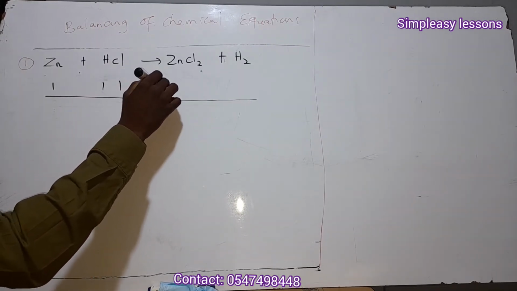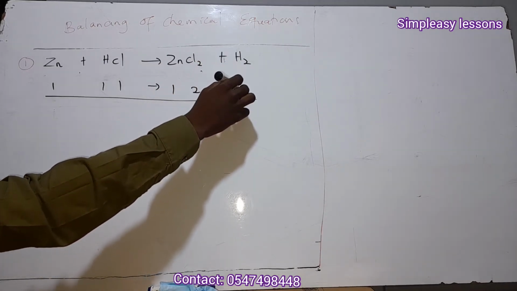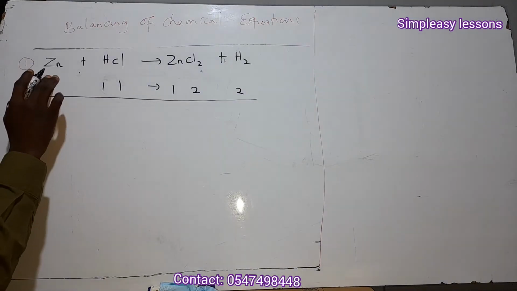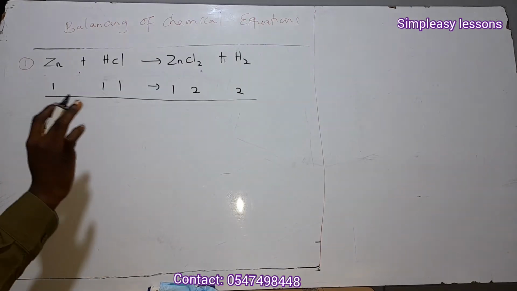And when I come to this side, we have 1 zinc. We have 2 of the chlorine. Then we have 2 of the hydrogen. Good. So let's now start. Is the zinc balanced? The zinc, we have 1 here. We have 1 zinc here. So the zinc is balanced.